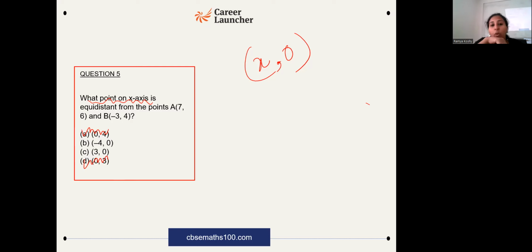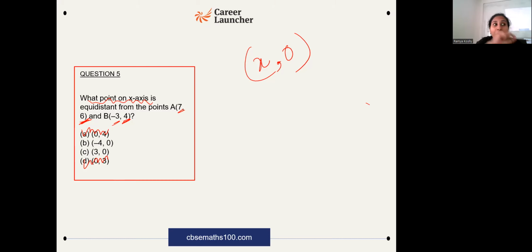Okay, B and C. Over here, what is the easiest point to check? Check the midpoint. 7 plus minus 3 is 4, 4 divided by 2 is 2. So that option we don't have, which means the midpoint is not considered over here. Here also, the midpoint is not lying on the x-axis, because 6 plus 4 is 10, and 10 divided by 2 is 5. That is not on the x-axis. The y coordinate should be 0, no? So now you don't have a choice.